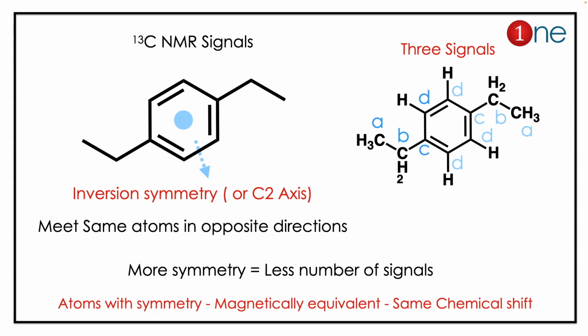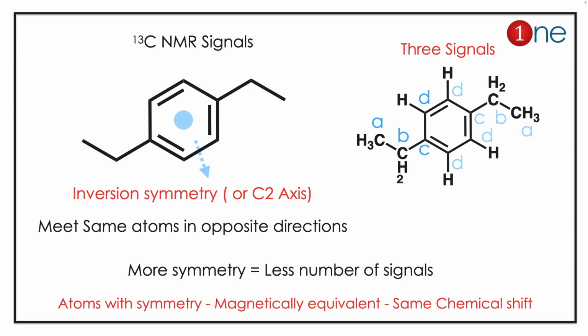Before finding the NMR signals, you have to know whether there is any symmetry present inside the molecule or not. Here the compound has inversion symmetry, meaning you will meet the same atom on the opposite side. It may be considered as a C2 axis also. What really happens is that atoms related by symmetry will be magnetically equivalent and have the same chemical shift.